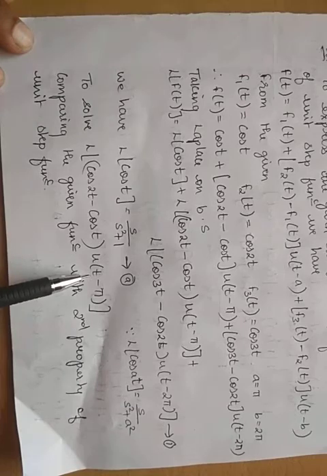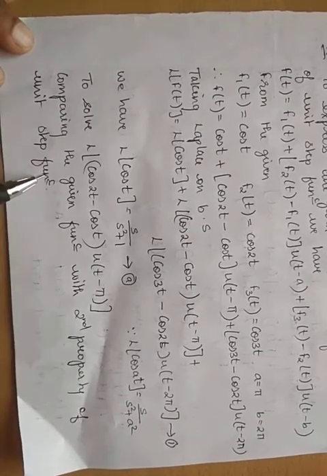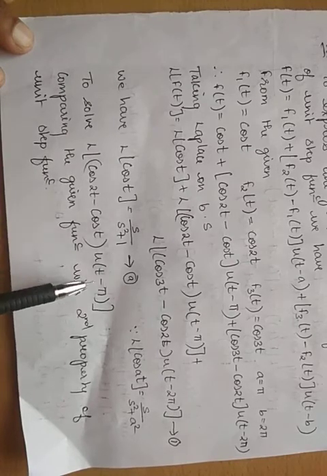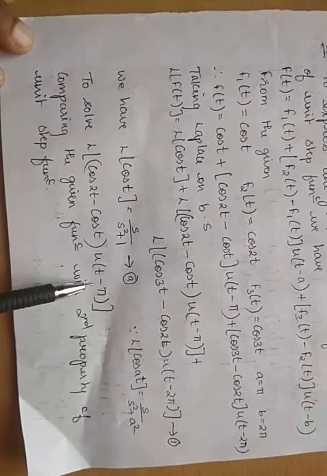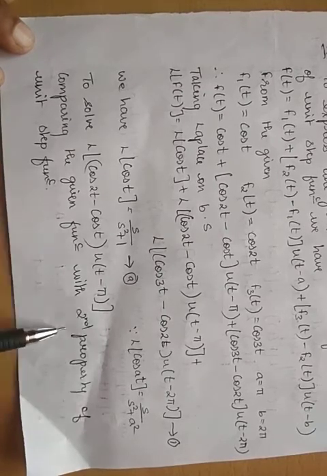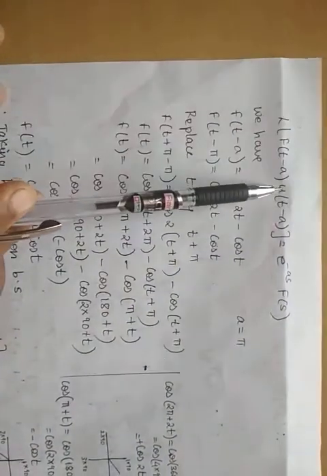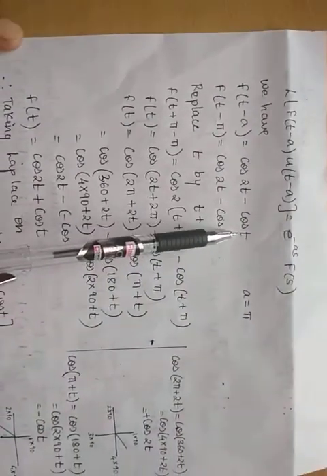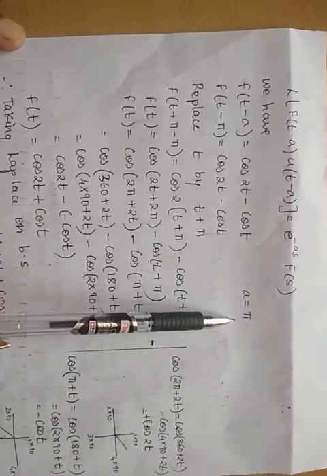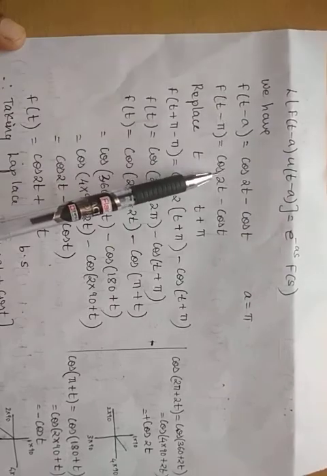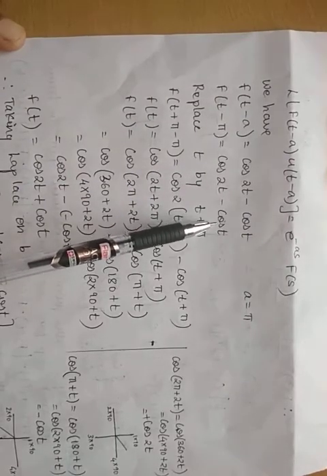I will try to compare this with the second property of unit step function. Why am I comparing this? Because the function has been multiplied by a unit step function. In such a case, I will be taking the second property, such that comparing, I will get f(t minus a) as cos 2t minus cos t, and a is pi. Hence, where a is substituted as pi, this will become f(t minus pi) is equal to cos 2t minus cos t.